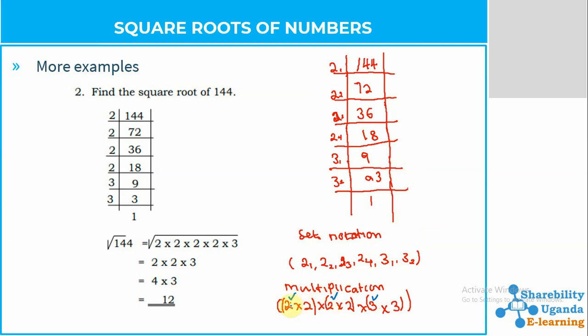When we have picked our numbers, we shall now multiply them. These are going to be 2, then times 2, then times our 3. So when we multiply these numbers, it is going to be 4 times 3. Our answer here is going to be 12.